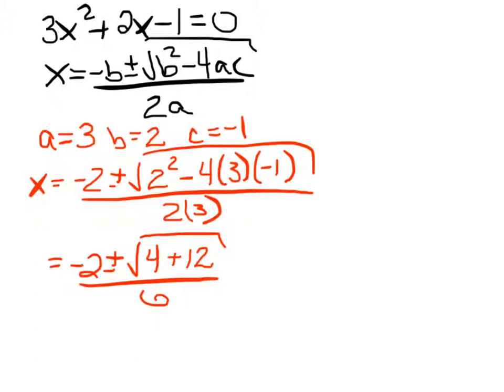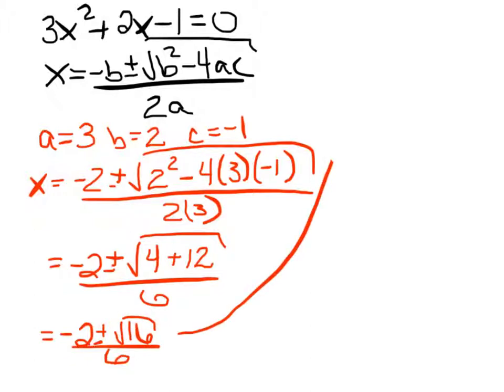Simplifying that 4 plus 12 further, I get x equals -2 plus or minus the square root of 16 all over 6. Again, I'm running out of room, so I'm going to finish the problem up here. I do know what the square root of 16 is. When we are working with the quadratic formula, oftentimes students will ask me when they should stop. If you can do it, do the math. So then I get -2 plus or minus 4 all over 6.